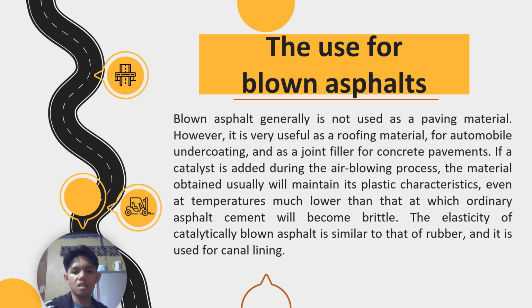If a catalyst is added during the air blowing process, the material obtained usually will maintain its plastic characteristics even at a temperature much lower than that at which ordinary asphalt cement will become brittle. The elasticity of catalytically blown asphalts is similar to that of rubber, and it is used for canal lining.